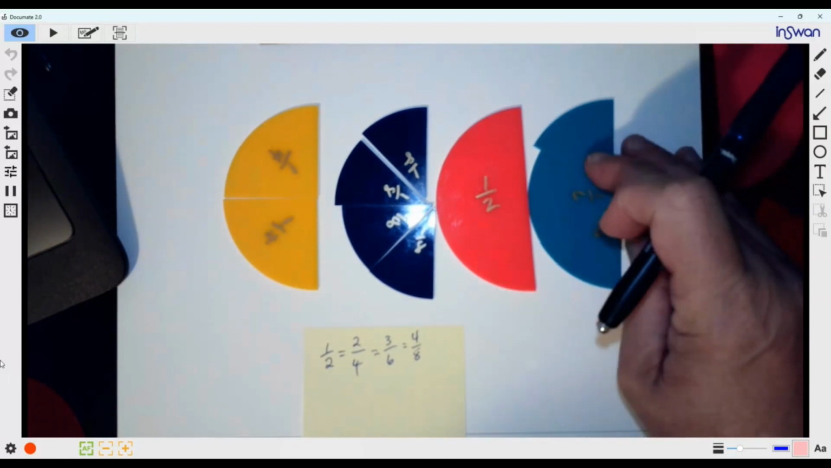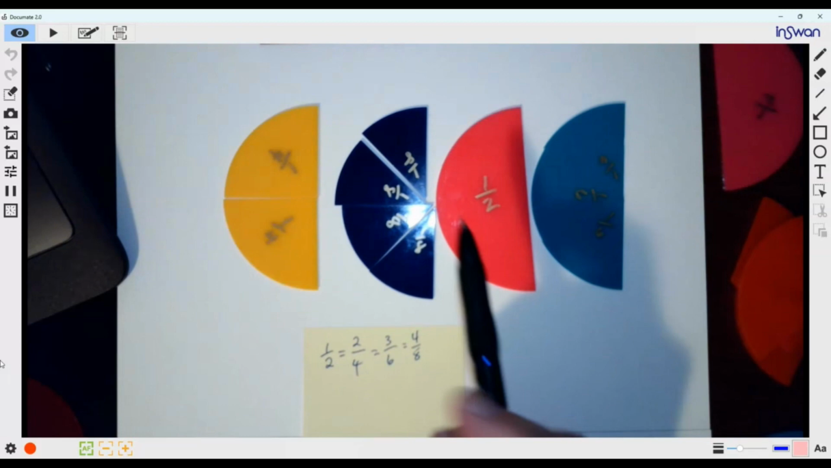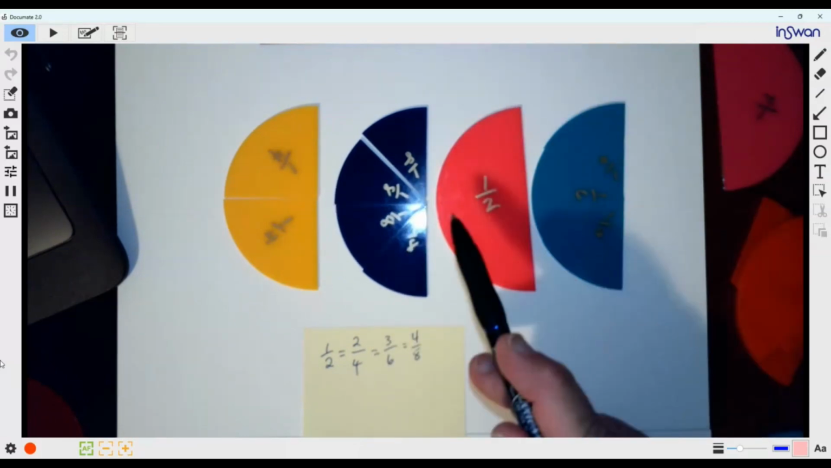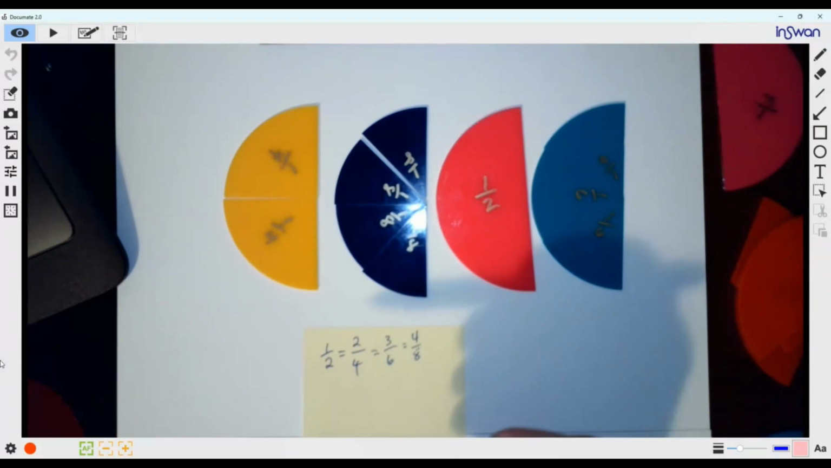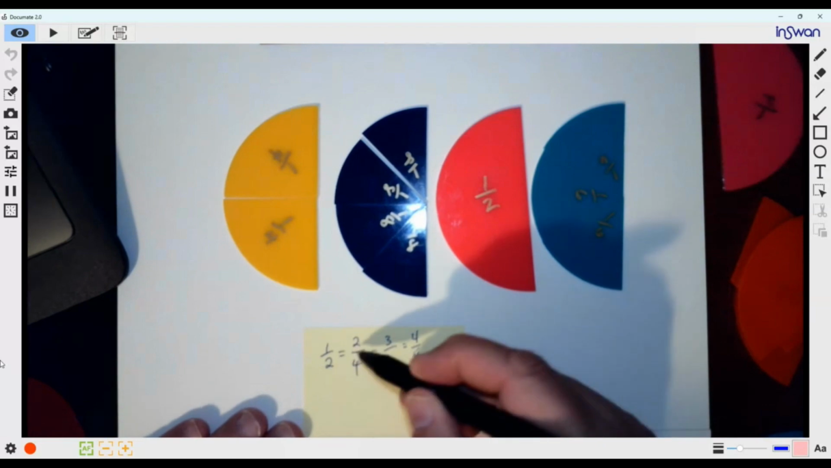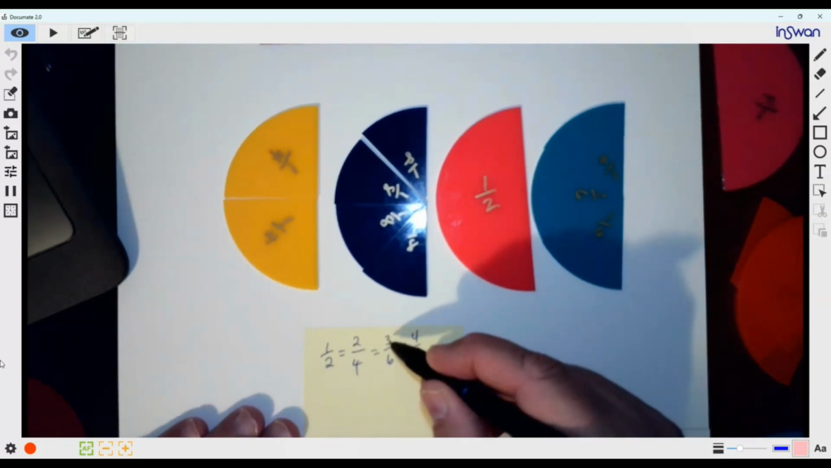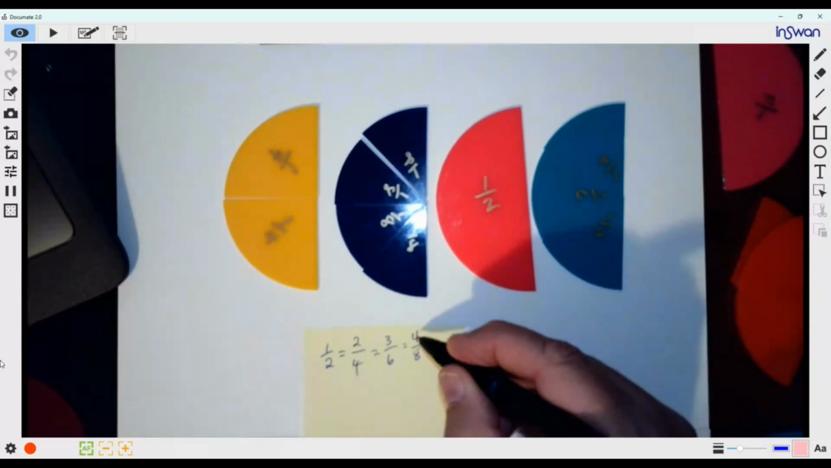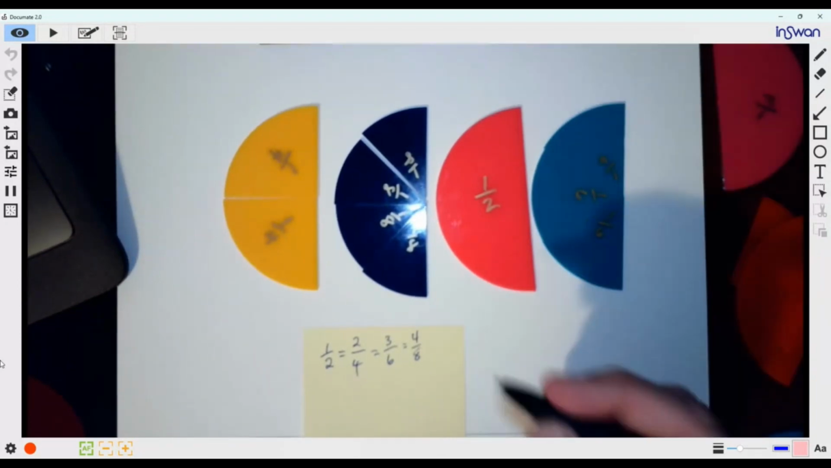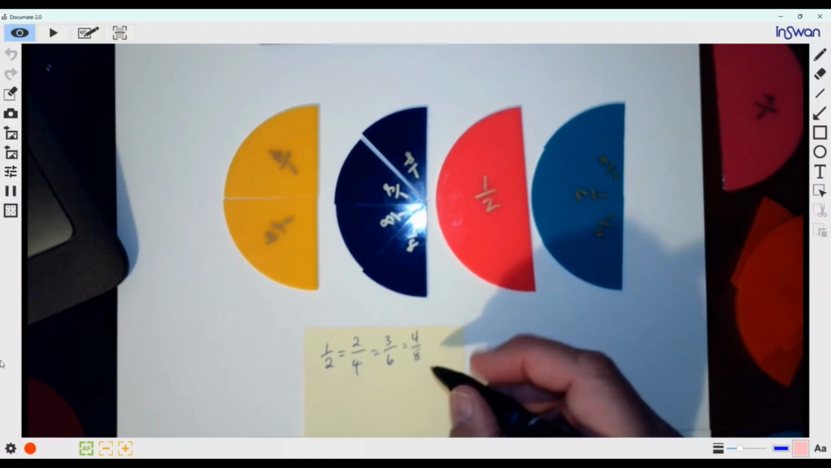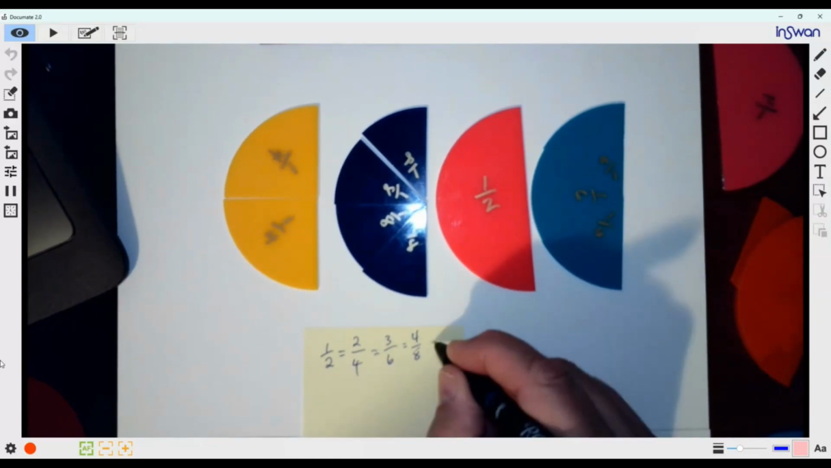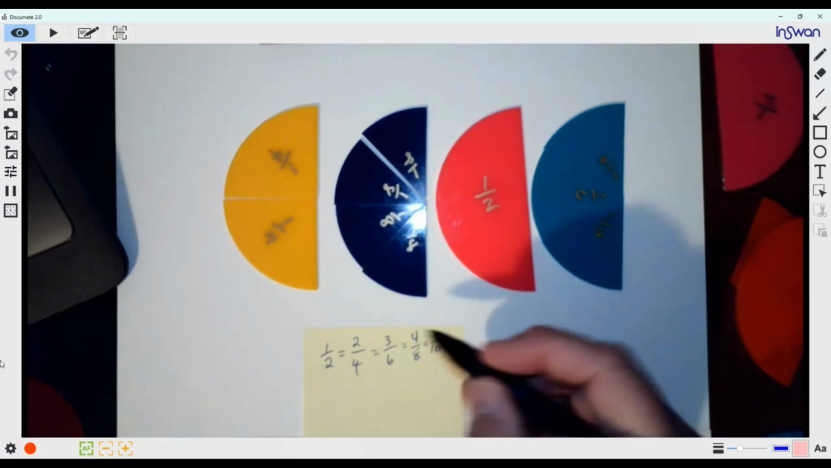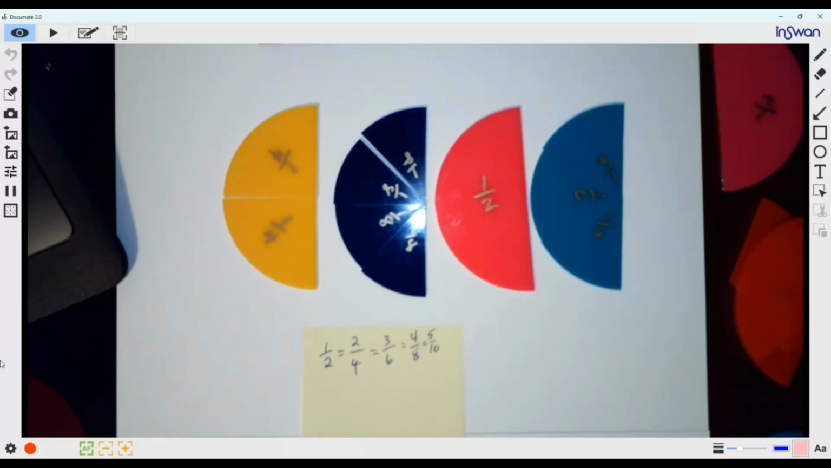All 3 of these amounts are the same. All 3 of those are equal pieces, just written and looked at in a different format. So 1/2 is the same as 2/4, which is the same as 3/6, which is the same as 4/8. And I could keep going. If I wanted to change this into tenths, then it would be 5/10. I could go even further than that.